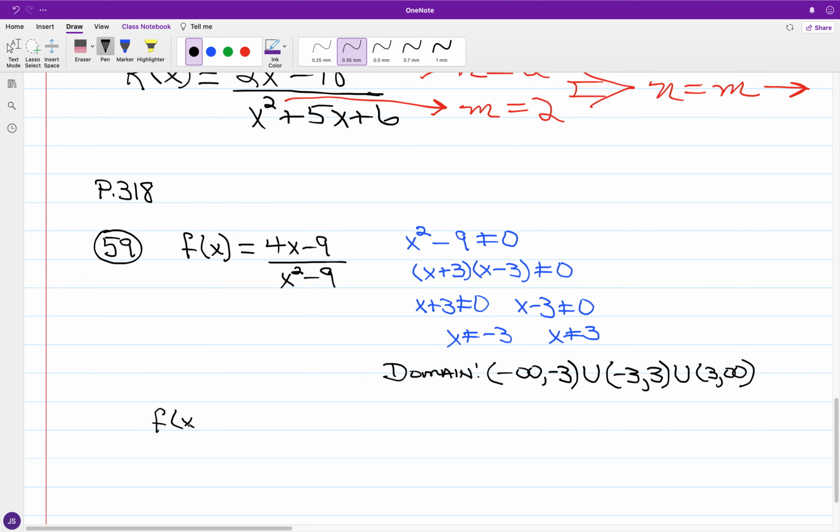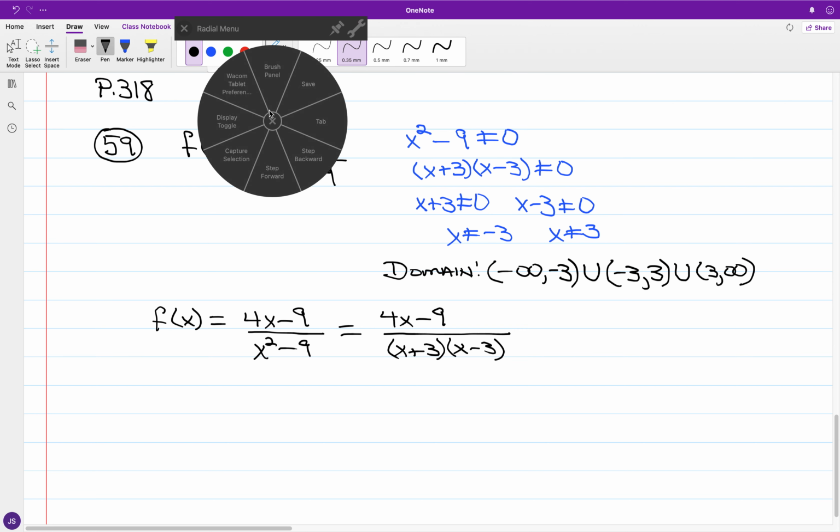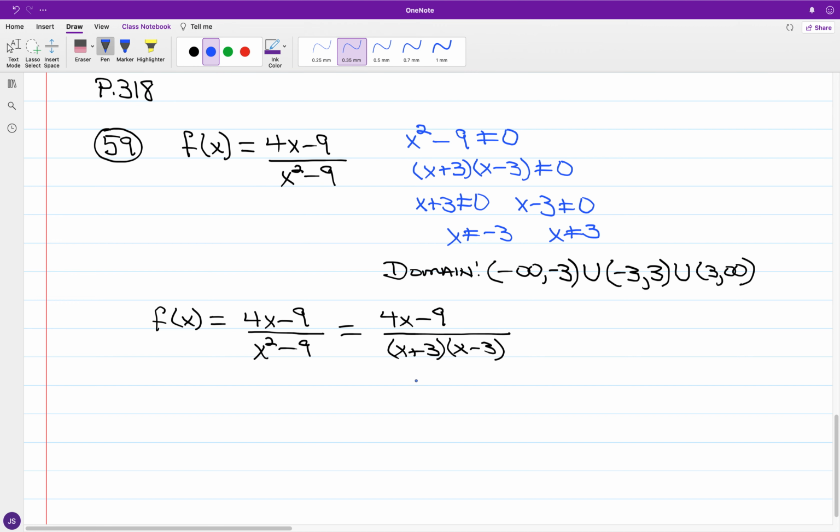So just looking at what we have for f of x, again we have 4x minus 9 all over x to the second minus 9, and just looking at the factored form, we have x squared minus 9 equal to x plus 3 times x minus 3, and notice we do not have any factors shared between the numerator and denominator. So in essence, f of x is already simplified, and this happens to be the simplified form in factored notation. So in this case, both x plus 3 and x minus 3 remain.